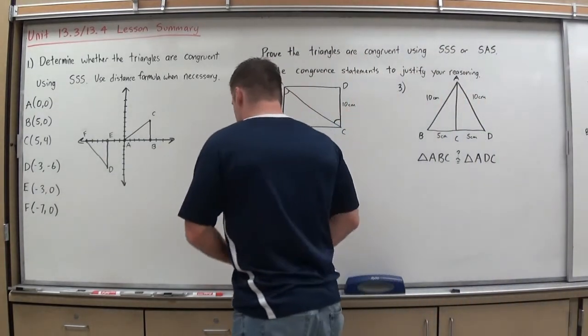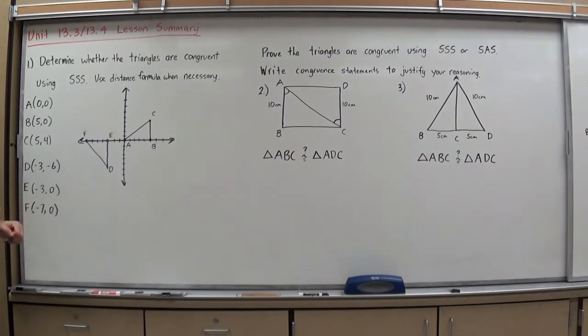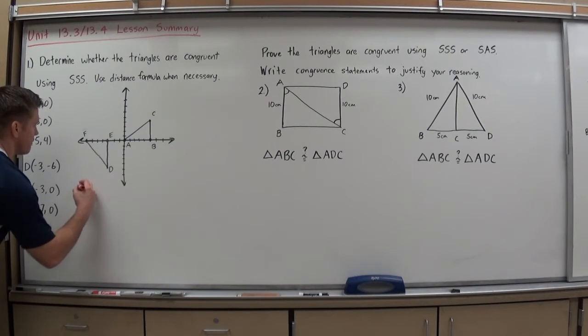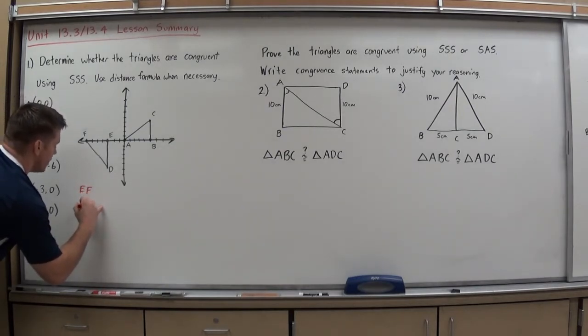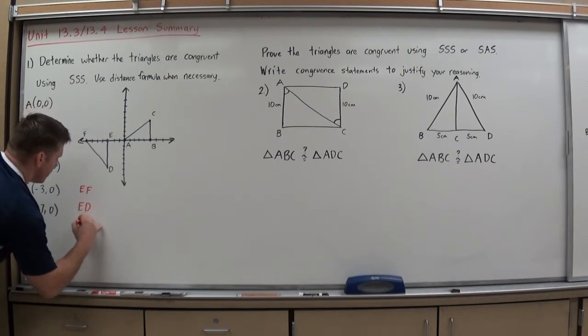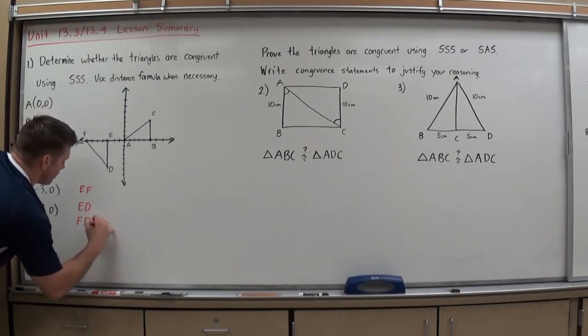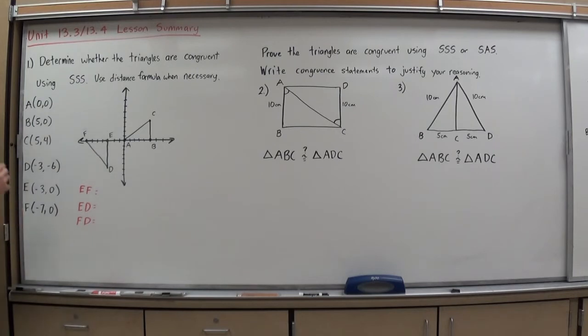So the first one I'm going to do here is say, determine whether the triangles are congruent using side-side-side. So they actually want me to use side-side-side, which means they want me to try to find all the sides, corresponding sides, see if they're congruent. So the best way to do that is to actually find the measure length of all the sides in the problem. So I have EF, ED, and FD on this side. And some of these you can get easy. If they're horizontal or vertical, you're allowed to just count it.